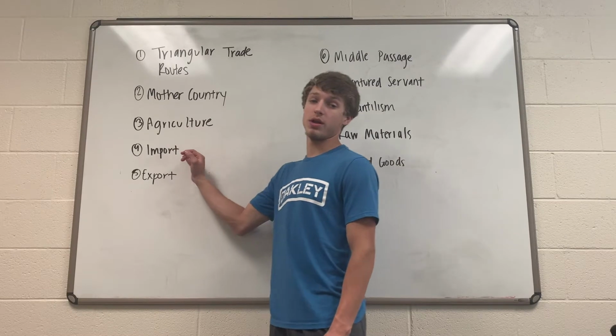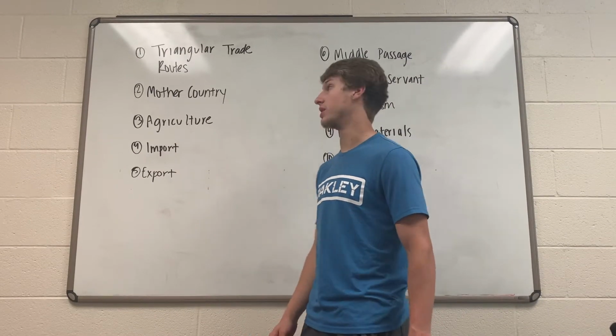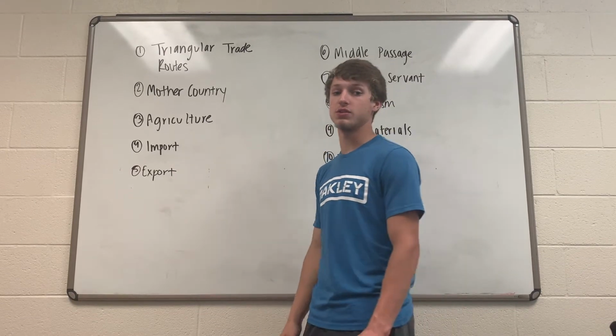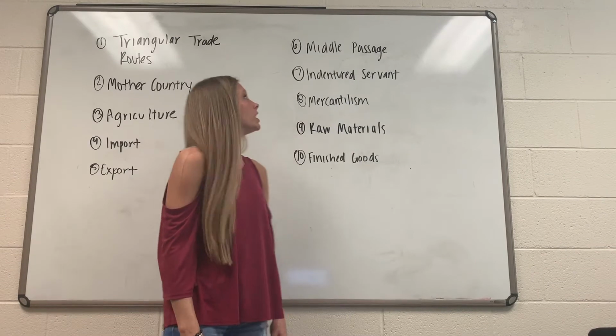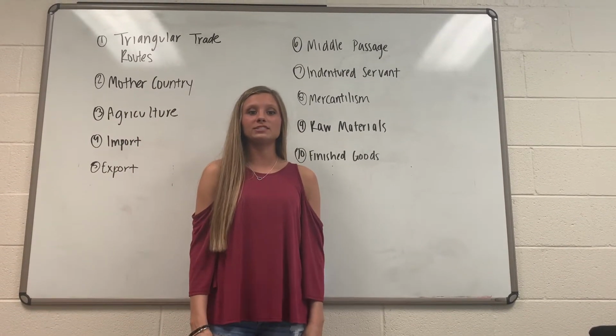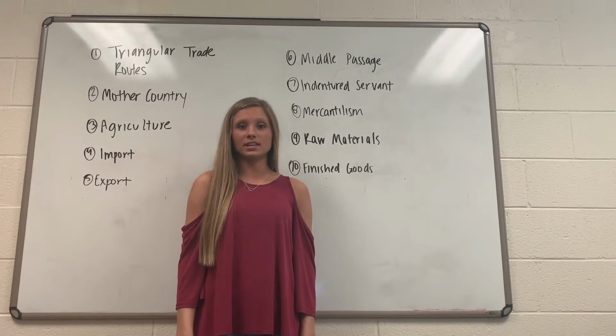Number 4 is import. An import is where you bring goods or services into a country from abroad or for sale. Number 5 is export. Export is where you send goods or services to another country for sale. Number 6 on our vocab list is Middle Passage, and the Middle Passage is a sea journey undertaken by slave ships from West Africa to the West Indies.